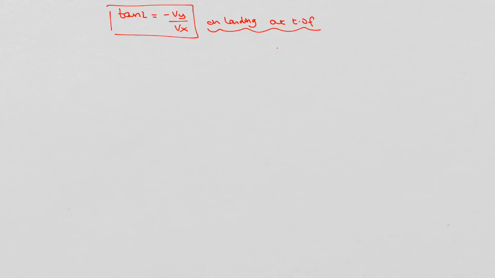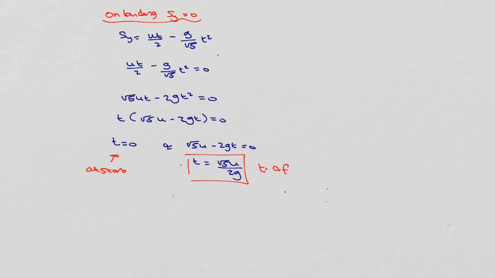The next thing we need to do, of course, is get tan of our landing angle, and tan of our landing angle is equal to minus Vy over Vx. Okay, and that's on landing, and therefore it'll be at the time of flight. So we can do one of 2 things. We can sub Vy and Vx straight into the equation all in one go, or you might prefer to work out Vy and Vx separately and then sub them into the equation. I'm going to work out Vy and Vx separately here, just to break it down for you.